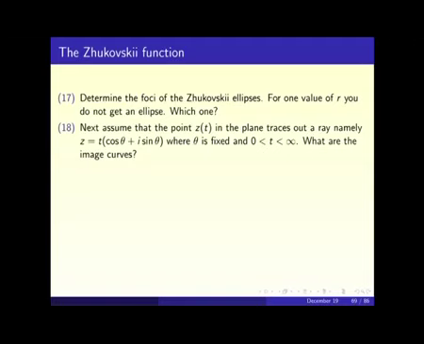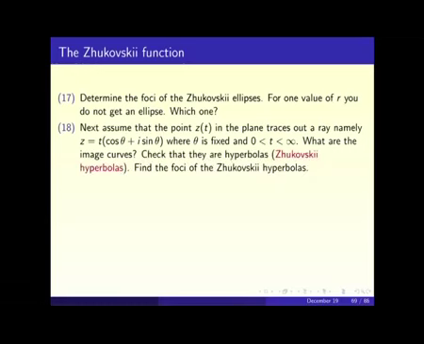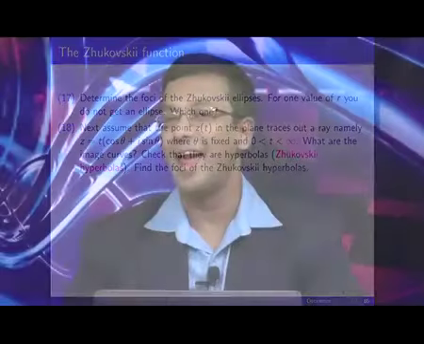So f of z is z plus 1 upon z, and as t varies and theta is fixed, what do you get as the image curves? The image curves are hyperbolas. I'm going to call them the Zukowski hyperbolas. Find the foci of these Zukowski hyperbolas. No prizes for guessing. They are going to be (2, 0) and (minus 2, 0). The hyperbolas are also confocal and they have the same foci as the ellipses. So the entire family of conics is a confocal family of conics.